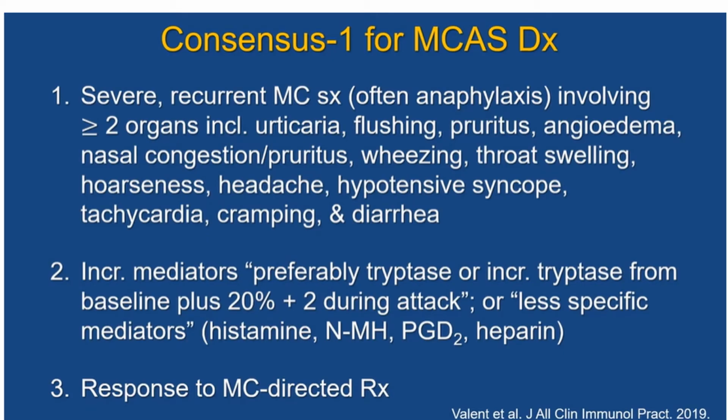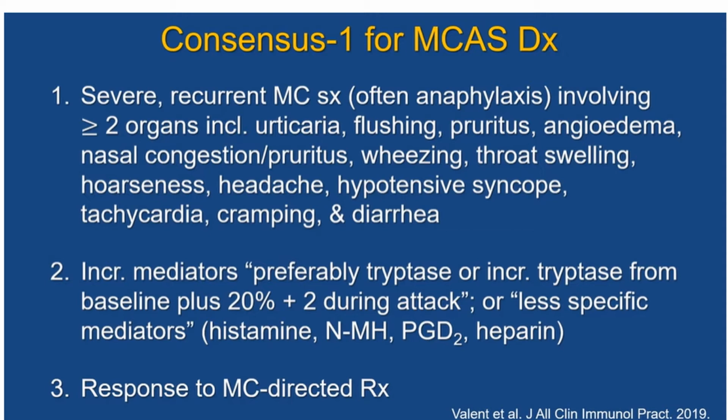So how do you make the diagnosis? Well, it's mostly clinical, and there's some consensus, and this was from an article by Valent in 2019. So you have severe recurrent mast cell symptoms. Oftentimes this is anaphylaxis, and it has to involve 2 or more organs, including things like urticarial flares, flushing, pruritus, angioedema, nasal congestion, wheezing, throat swelling, hoarseness, headaches, hypotensive episodes, including pre-syncope and syncope, tachycardia, cramping, and diarrhea.